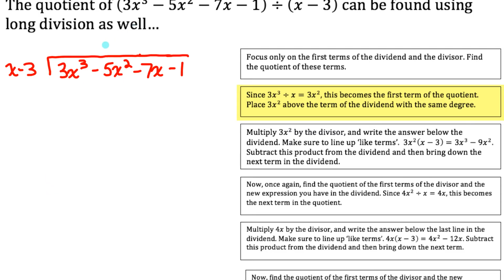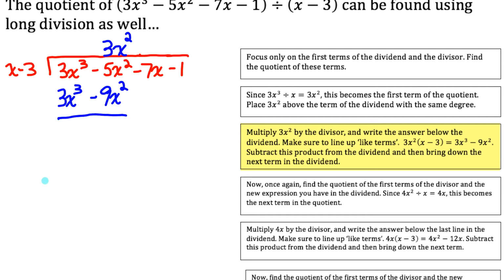And I always line up the like terms. So 3x squared, since that's degree 2, I'm going to write it above the x squared term. So that's the divide step. The next step, we must multiply. We multiply what's in the quotient, 3x squared, multiplied by the entire divisor, the x and the negative 3. So 3x squared times x is 3x cubed. Line it up with its like term in the dividend. And then we do 3x squared times negative 3. That's negative 9x squared. Line it up with its like term in the dividend. So line it up with the x squared term.